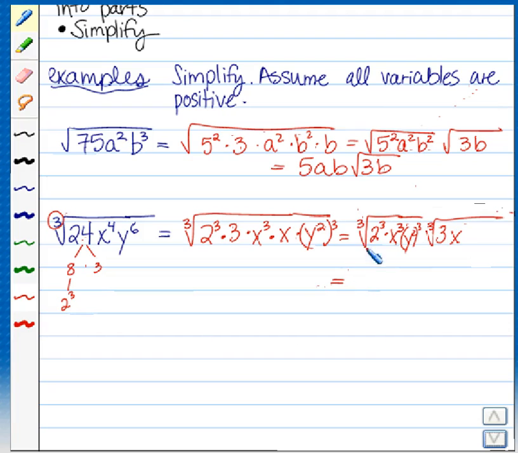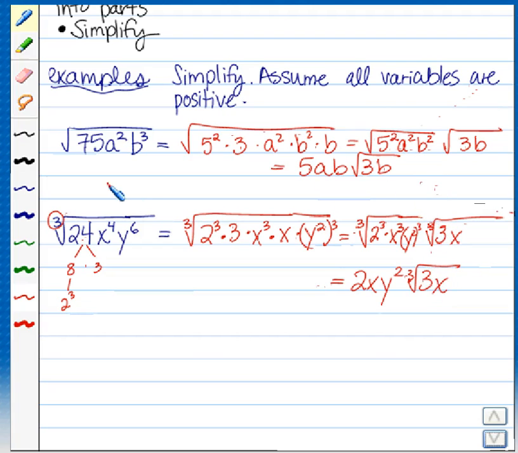Okay? Now I'm just going to take the cubed root of everything under this first radical. The cubed root of 2 cubed is 2. The cubed root of x cubed is x. The cubed root of y squared quantity cubed is y squared, times the cubed root of 3x. Okay? So that's how you do problems of this type.